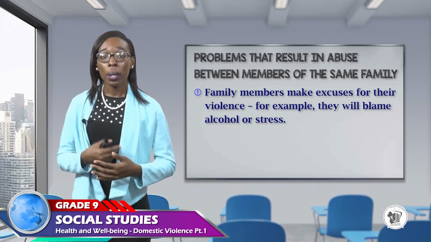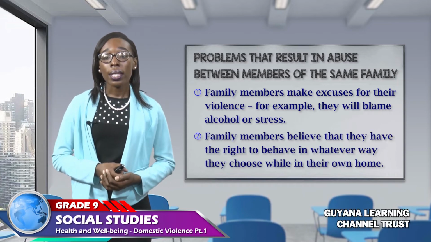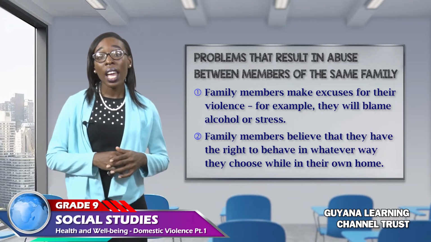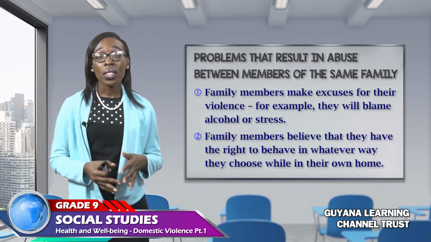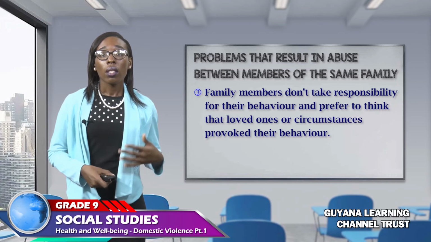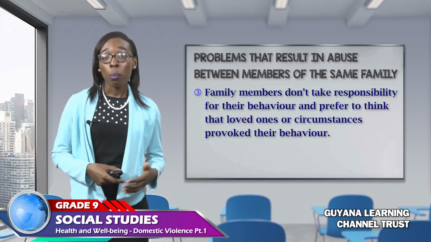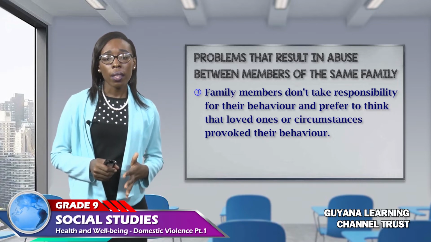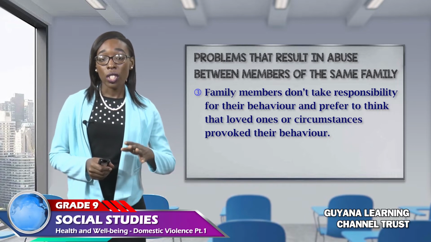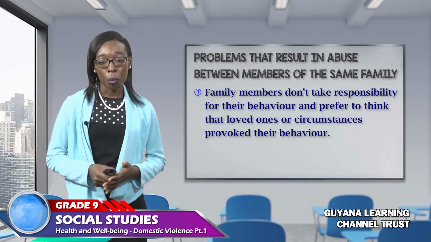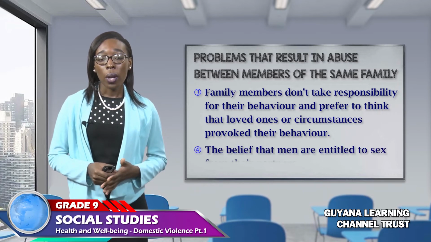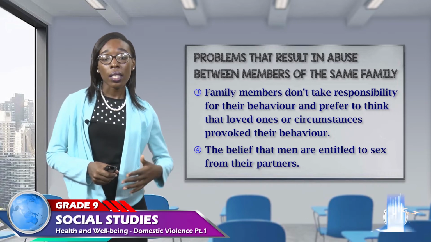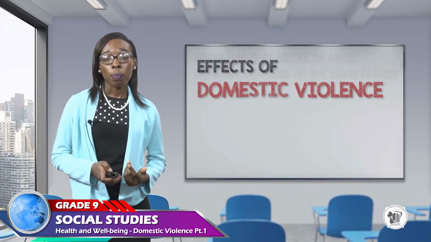They play the blame game. The second point is that family members believe that they have the right to behave in whatever way they choose while in their own home. The third point is that family members don't take responsibility for their behavior and prefer to think that loved ones or a particular circumstance provoked their behavior. A fourth point is the belief that men are entitled to sex from their partners.